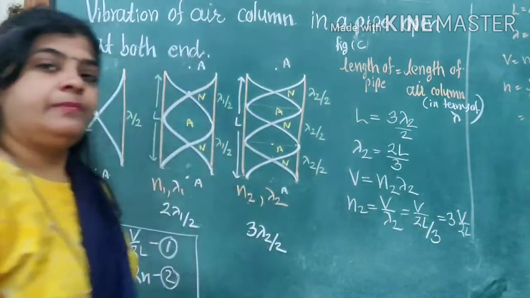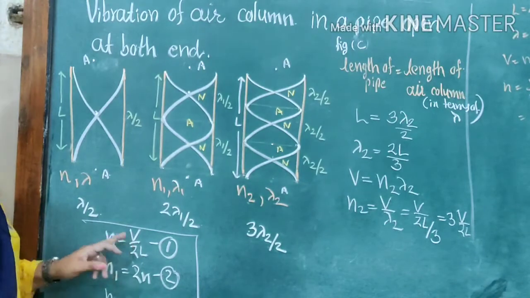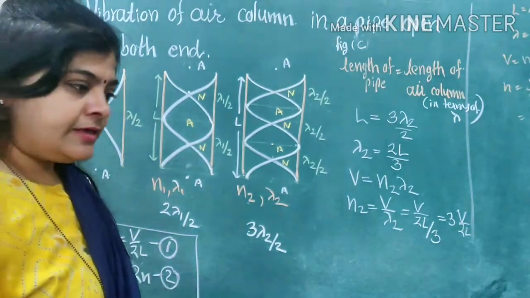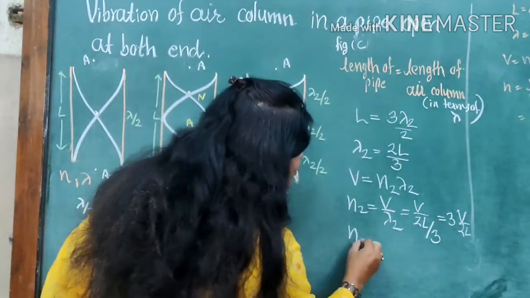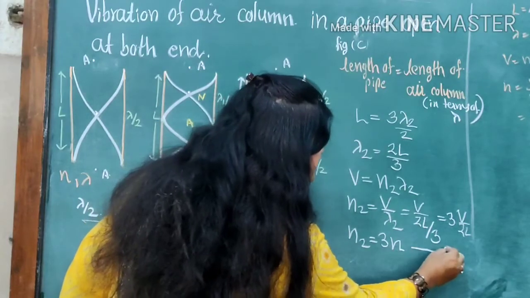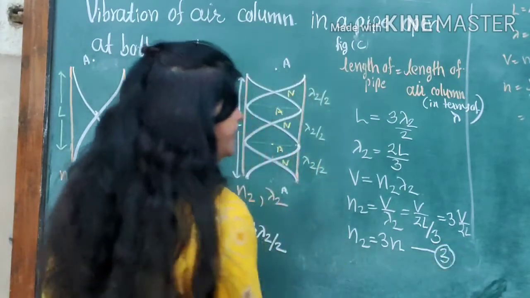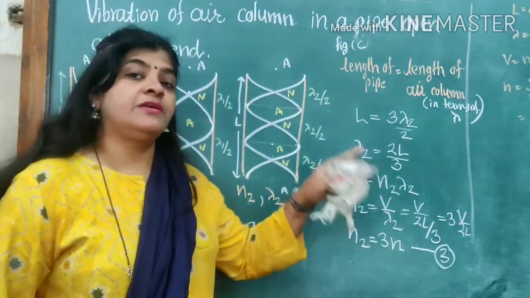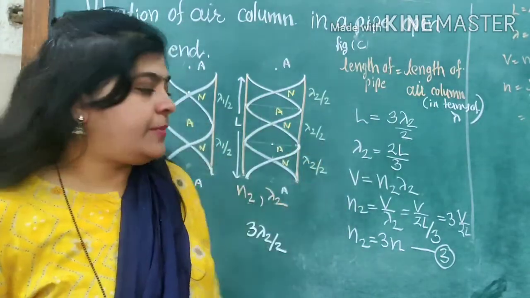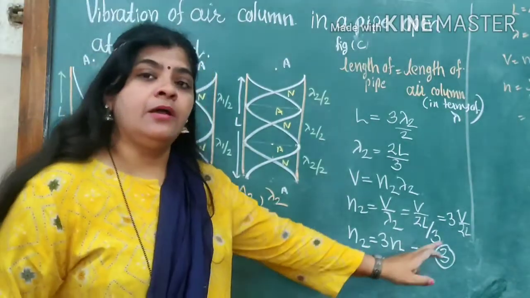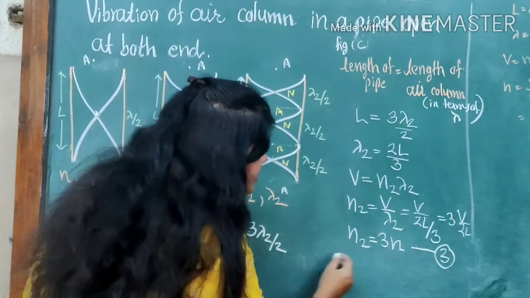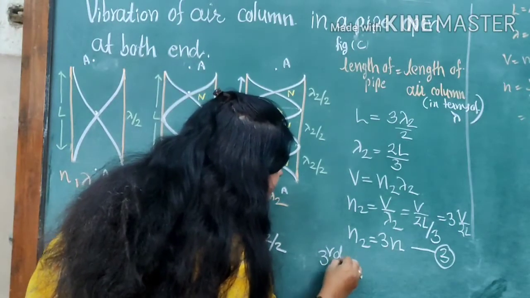Now here again V by 2L, already I mentioned, what is that? That is the fundamental frequency n. That's why we write here n2 is equal to 3n. And this is the third equation. Now the number 3 is mentioned, meaning which harmonic is it. Already I mentioned that an integral multiple of the fundamental frequency is called a harmonic. That's why it represents the 3, meaning the third harmonic.